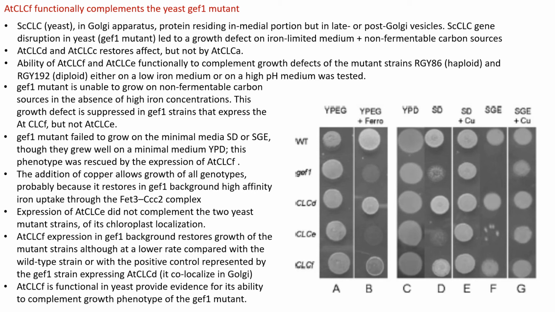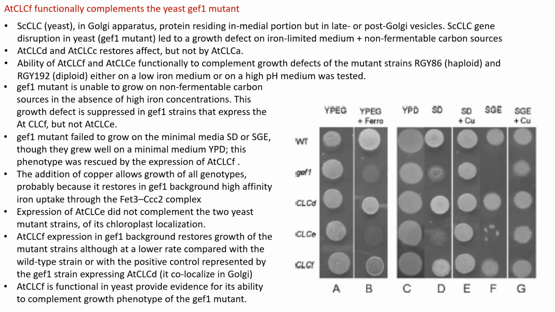And that is why the authors decided to experiment on this system to see if ATCL-CF had any role in complementing the growth mutant that we can see in case of the SCCLC, if it affects the growth. For this experiment, they chose two mutant strains of the SCCLC. One was known as RGY86, which is a haploid, and another one called RGY192, which is a diploid.